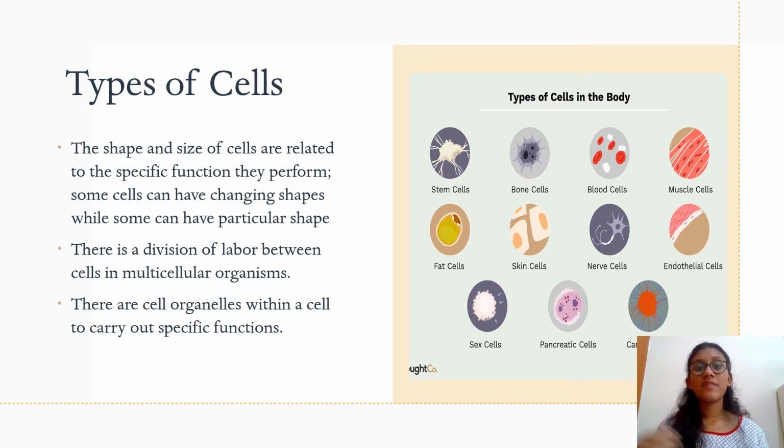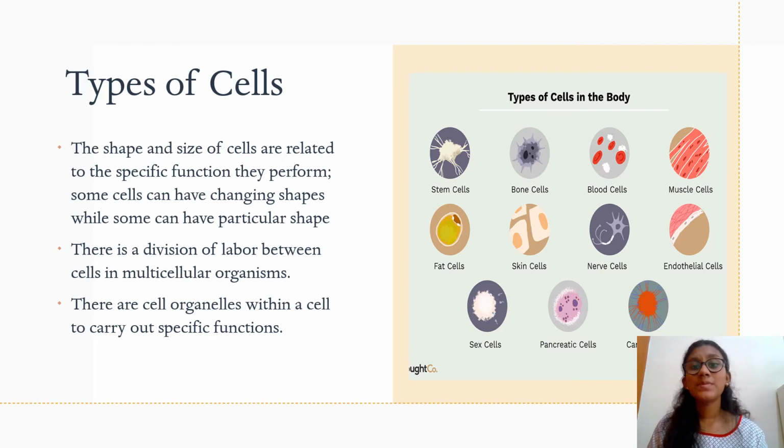The shape and size of cells are related to the specific function they perform. Some cells can have changing shapes like an amoeba, while some cells like the nerve cell have a rigid shape. The fluid shape of an amoeba allows the organism to carry out the different processes it needs to carry out, as it is unicellular and the single cell has to carry out all the work. But a nerve cell, for example, has only one function, which is to pass stimuli. Hence, it does not require the fluctuating shape.